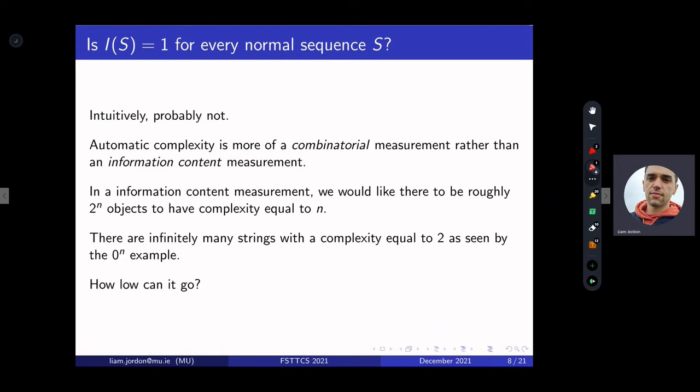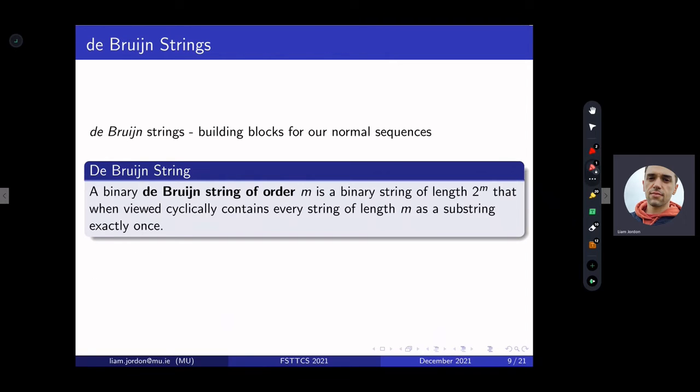So then I guess the question is, how low can it actually go? How low can these ratios go? In the paper we built some sequences and examined this, and the building blocks of all of our normal sequences are de Bruijn strings. So what are these? Well, a binary de Bruijn string of order m is just a string of length 2 to the m that, when viewed cyclically, contains every string of length m as a substring exactly once.